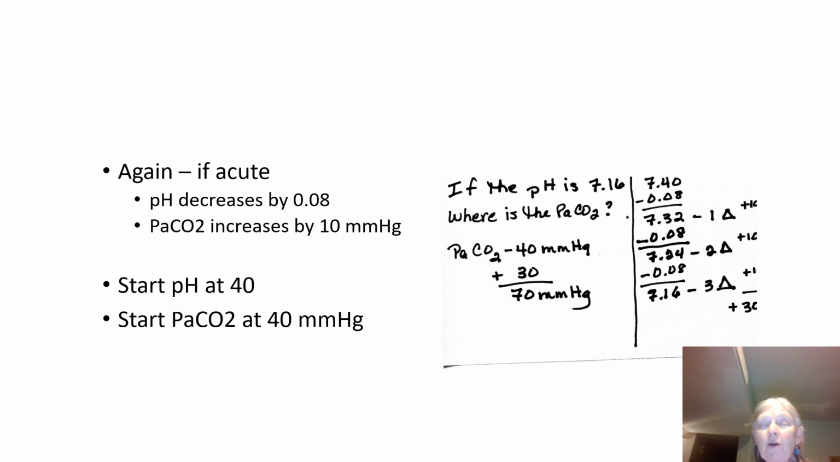Each time that changed, remember that CO2 went up by 10. And so at this point, with 3 changes, the CO2 is going to go up by 30. The base of the CO2 is going to be 40 millimeters of mercury plus 30. We expect to see that CO2 at 70 millimeters of mercury.